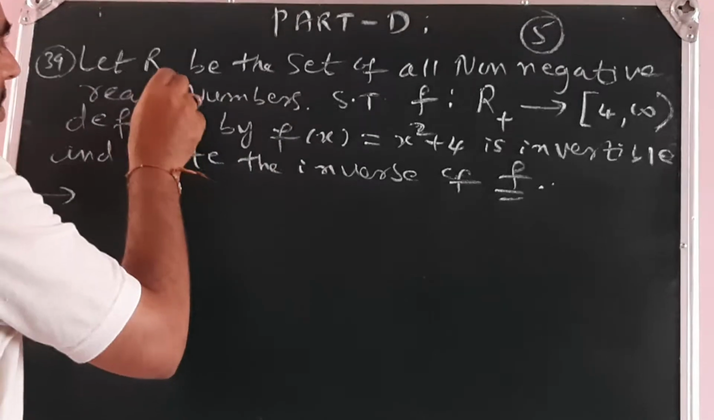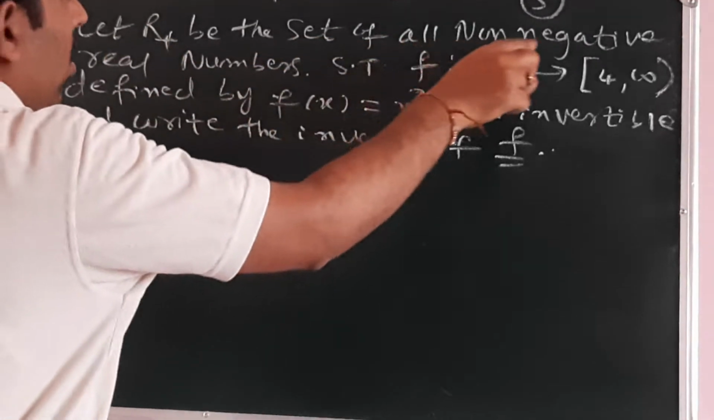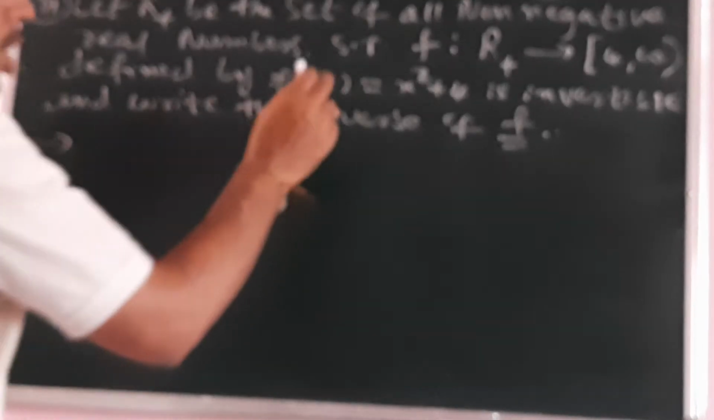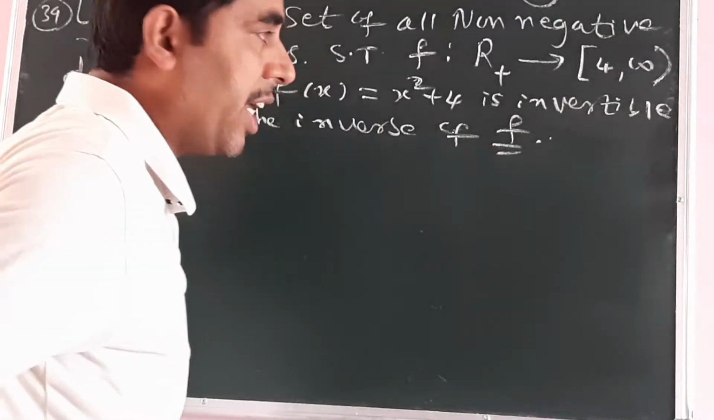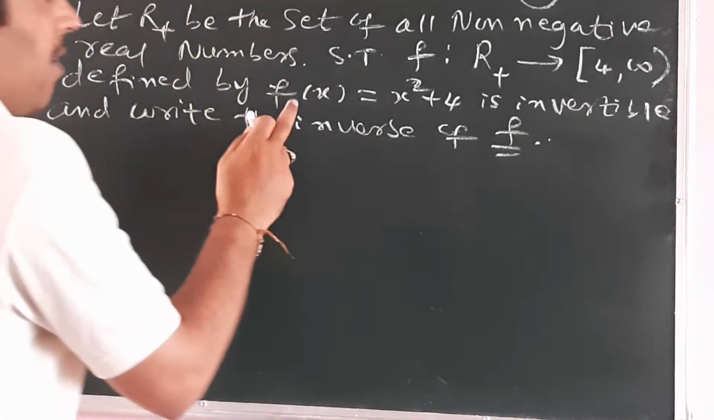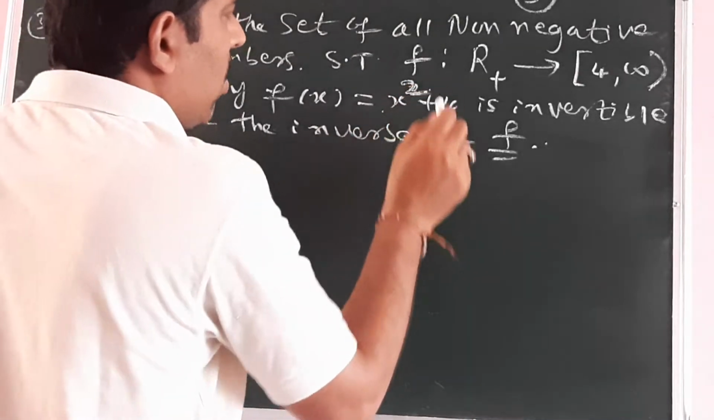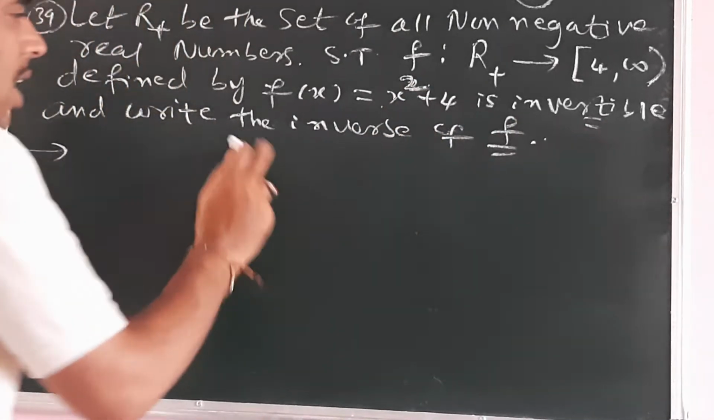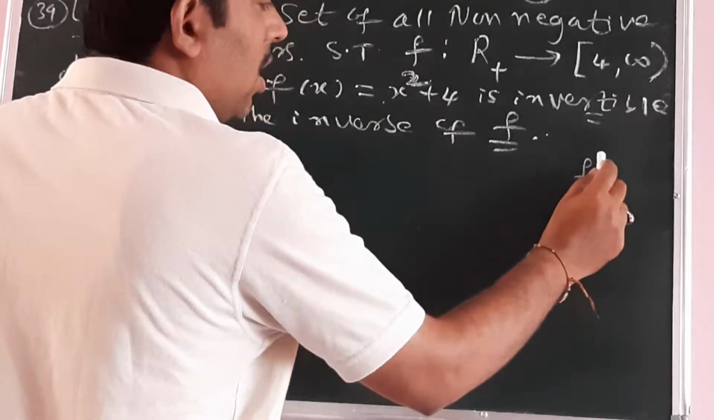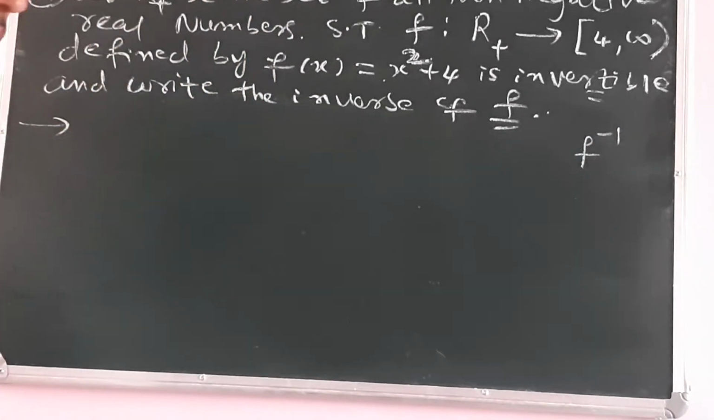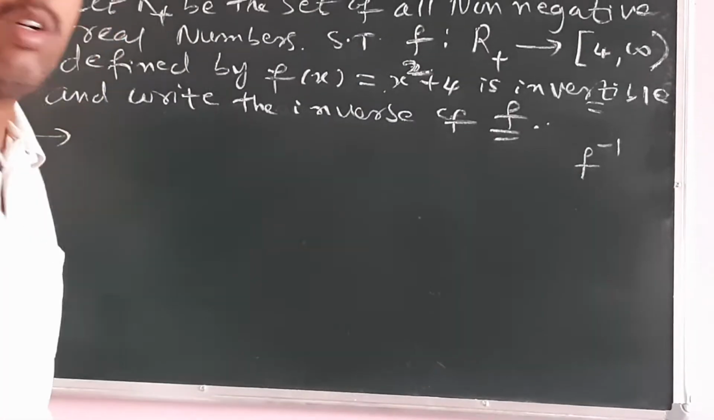Let R plus be the set of all non-negative real numbers. Show that f from R plus to 4 comma infinity defined by f of x is equal to x square plus 4 is invertible. Write the inverse of f. Here we have to answer 2 questions. First, we have to show that f inverse exists, and afterwards, what is the inverse of the function.